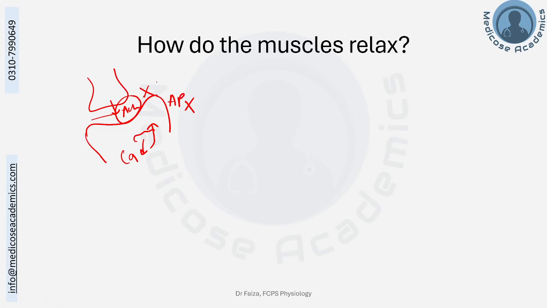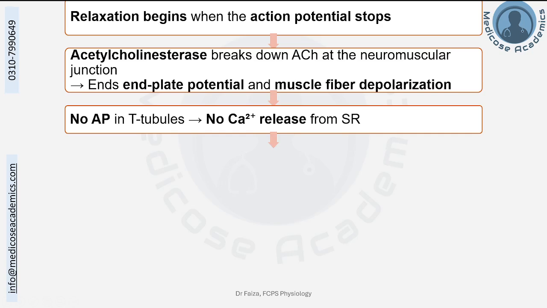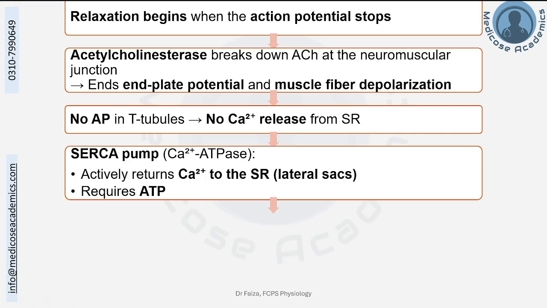Number one, there is no more signal from the neuronal terminal. Number two, the calcium which was released needs to be pumped back. So relaxation begins when the action potential stops and there is no more calcium coming into the sarcoplasm, plus the already released calcium is sent back. And who sends it back? The SERCA pump. Sarcoplasmic reticulum calcium ATPase pump is known as SERCA.